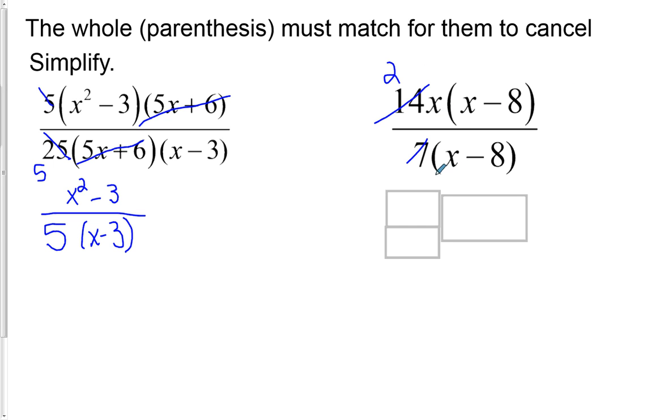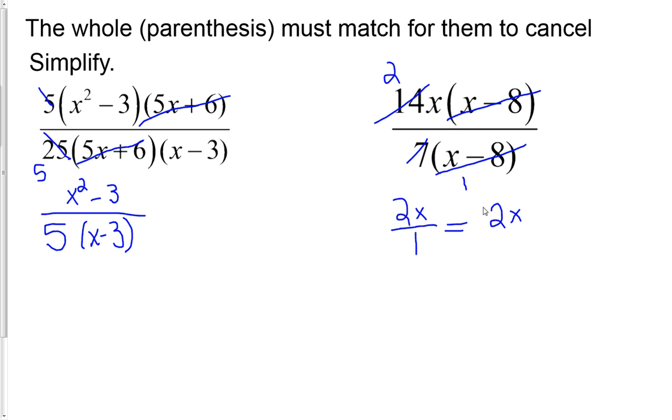But x minus 8 cancels. And so this one will have the whole bottom canceled. So I like to write a 1 to remind myself there's still something there. But anything divided by 1 is itself, right? 2x divided by 1, or 2 divided by 1, is 2 times x. And there we are. And that wraps up today's lesson.